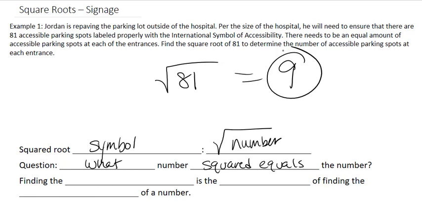And when we're finding the square root, it is the opposite of finding the square of a number.